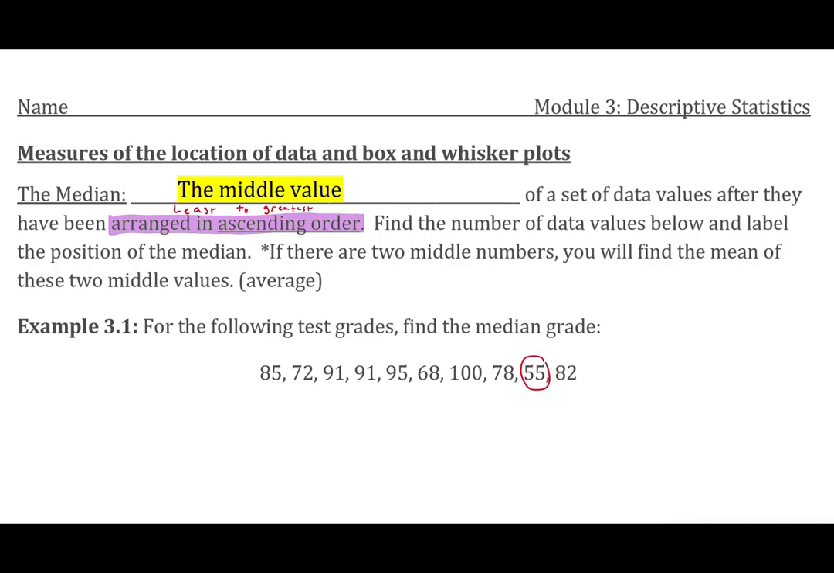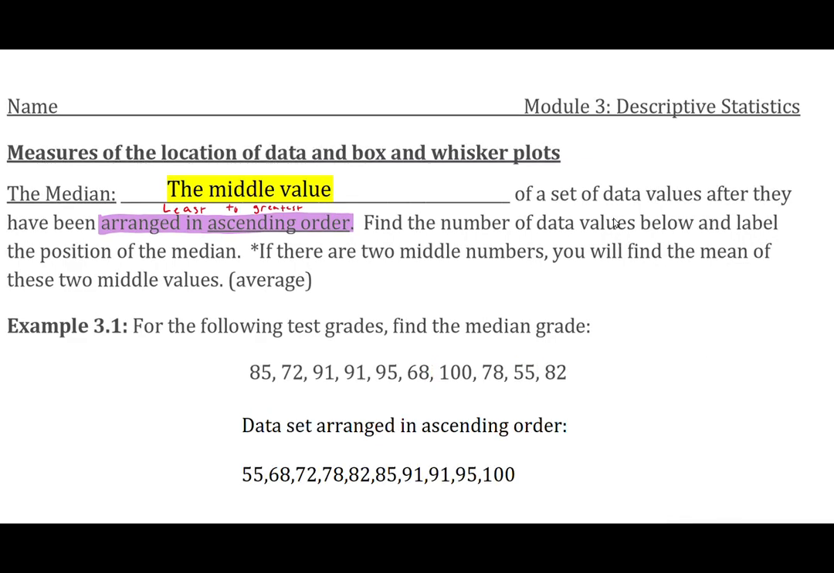55 is the smallest number. 68 is the next smallest number. And I have already done this. Give me 1 second and I will bring the data values over in ascending order. So now we have our data values arranged in ascending order.